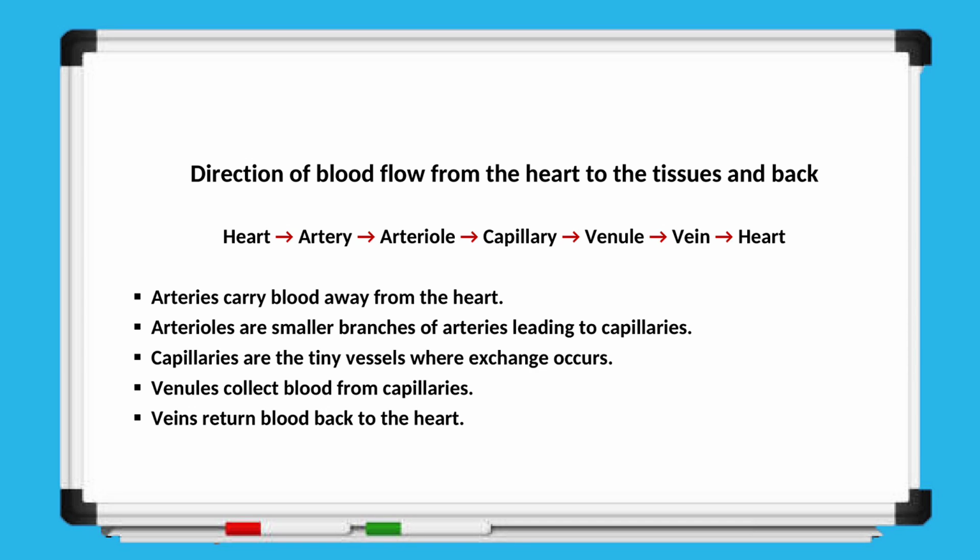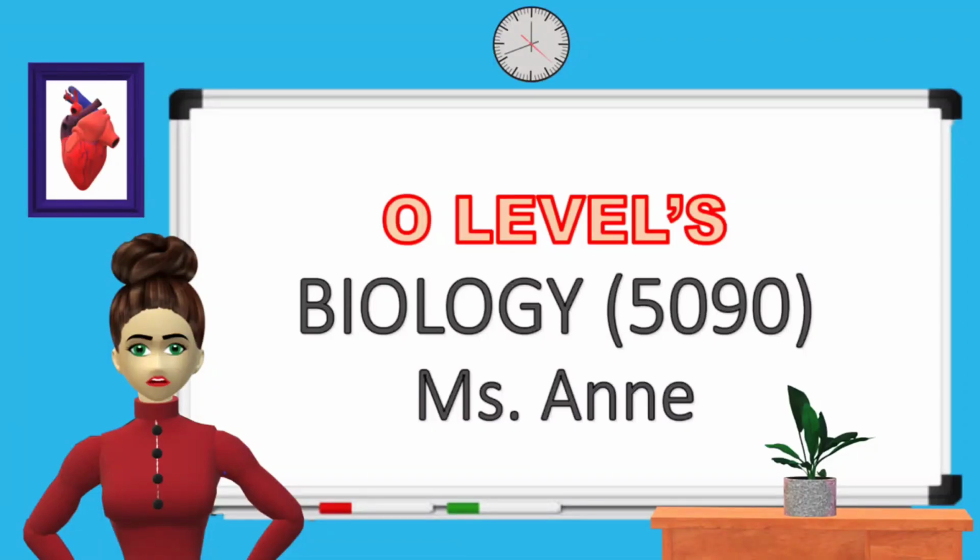Blood flows from the heart to the arteries, then into the arterioles, reaches the capillaries, is collected by the venules, and returns through the veins back to the heart, ensuring that nutrients reach every cell and waste products are removed efficiently. Alright, so, that wraps up Unit 11.3 on blood vessels.